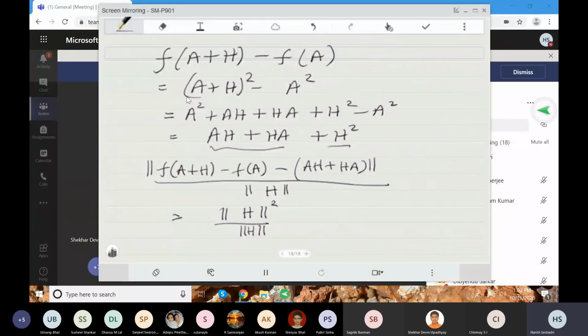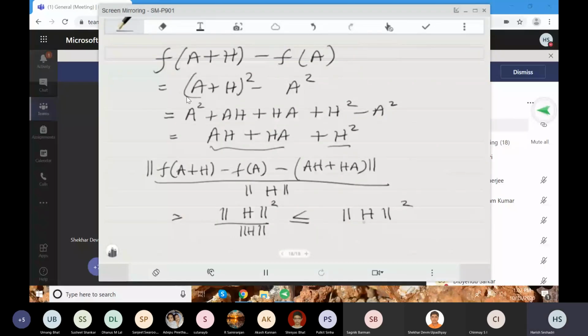Now we'll use that nice property of the operator norm, that norm of AB is less than or equal to norm A times norm B. That's one of the main reasons for using the operator norm. So this is less than or equal to norm h times norm h, which is norm h squared.